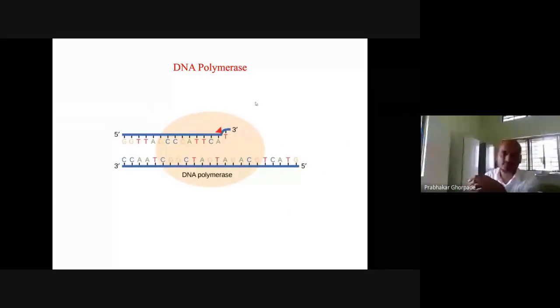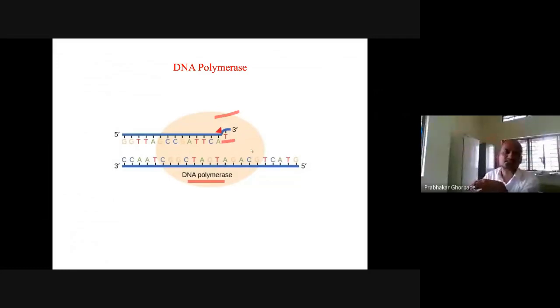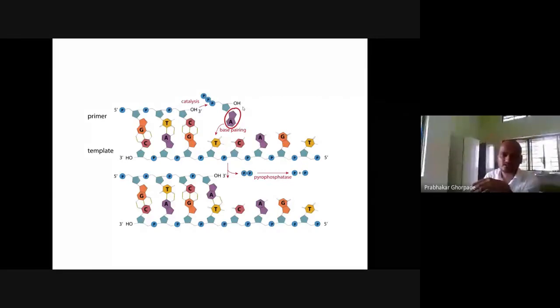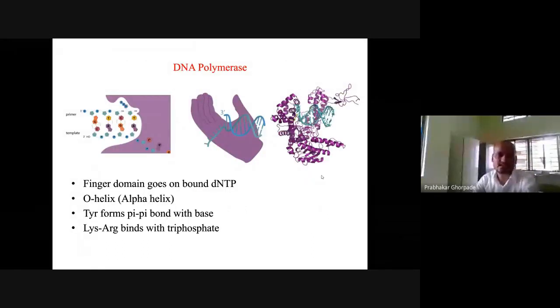So this one is a DNA polymerase, this orange color, and we are adding the nucleotides at this time. Base pairing should happen here. The dNTP should come, the T-A should come and form the bond here, and during this process pyrophosphatase should remove the phosphate. So this is the action of the DNA polymerase. Already we have seen these things. This is a DNA polymerase. This is a template, binding with the DNA polymerase enzyme, and now it has some sites.